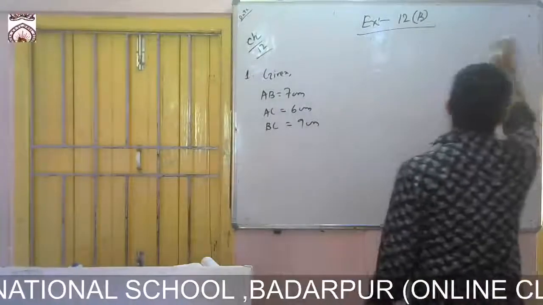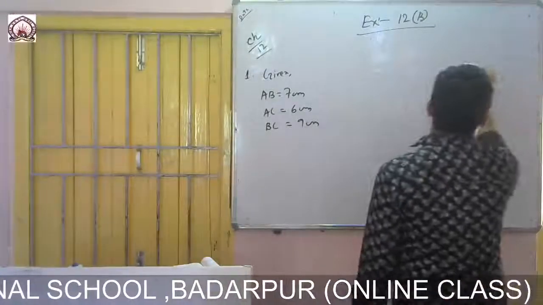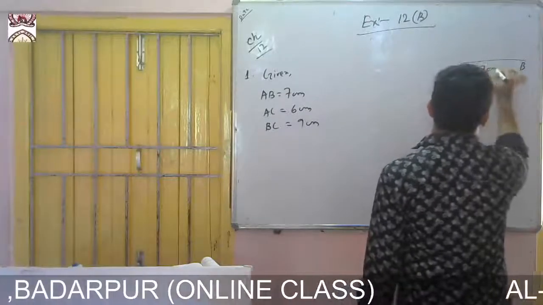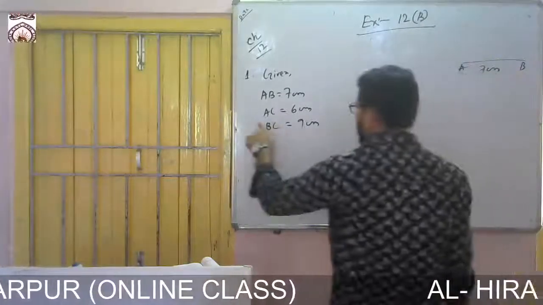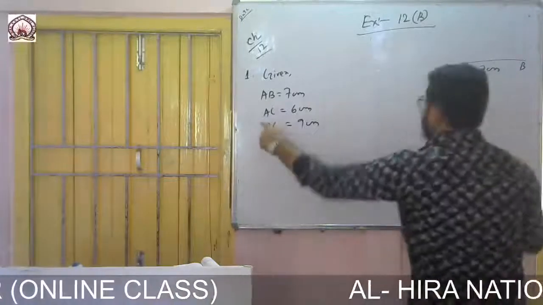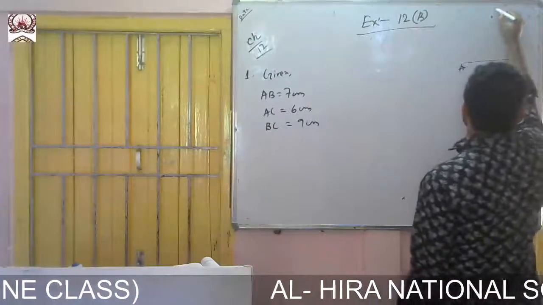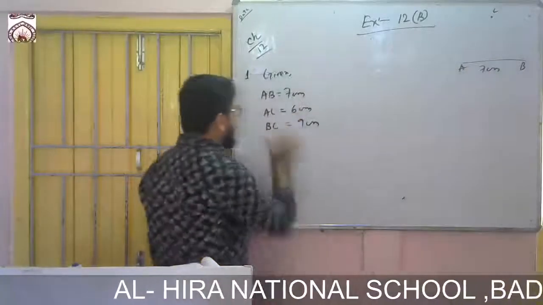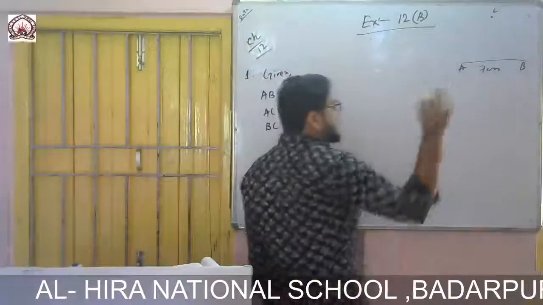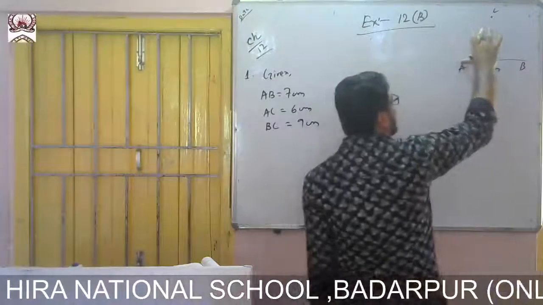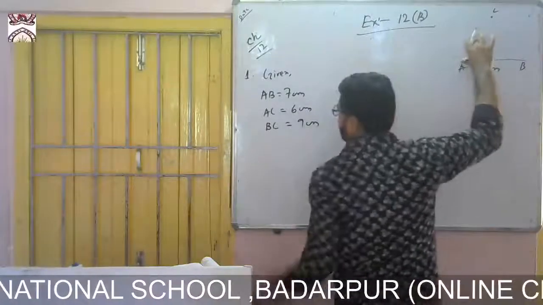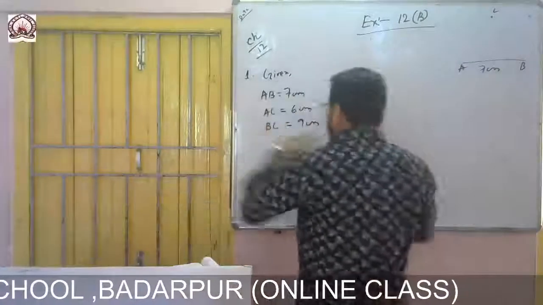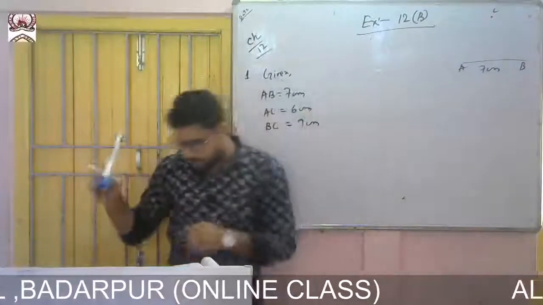Let me draw a rough sketch before that. AB is given 7 centimeter, okay? Now AC and BC. C is somewhere else. For AC, by taking a compass and taking 6 centimeter from the ruler.